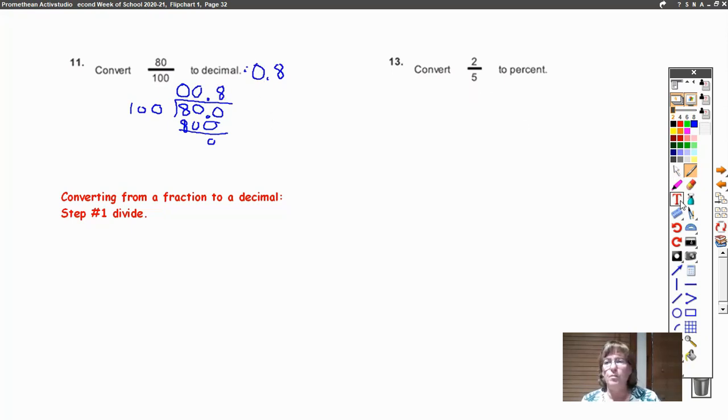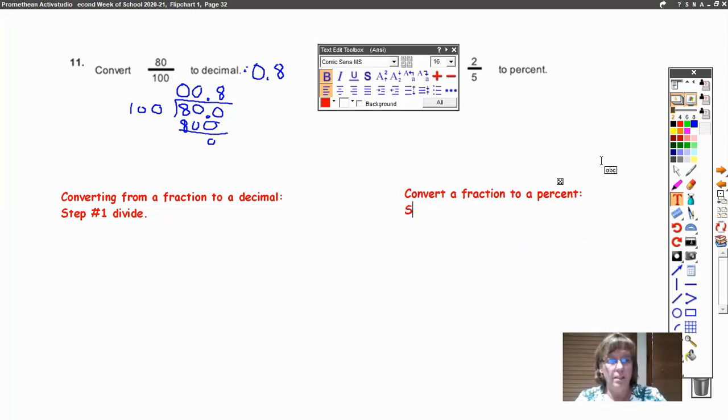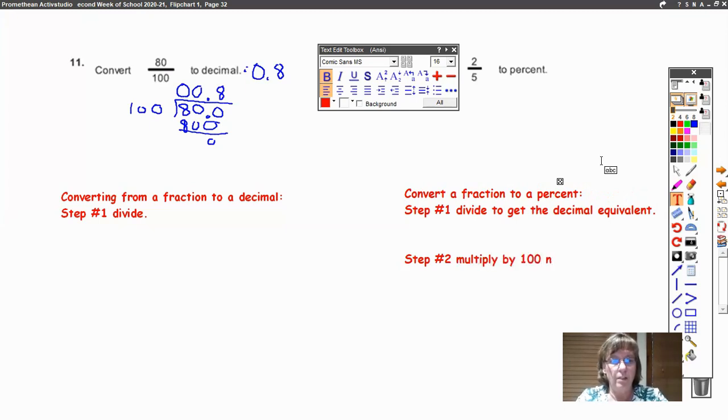Now, converting to a percent, though, is a little bit different because you have a few steps. So to convert a fraction to a percent, you have a few different steps, okay? Step number 1, divide to get the decimal equivalent. That's the first step. And then after you do that, step number 2, you're going to multiply by 100 and add a percent sign. So we're going to do that one next, all right?